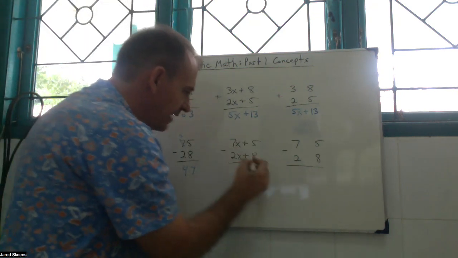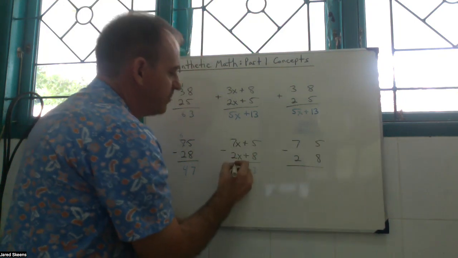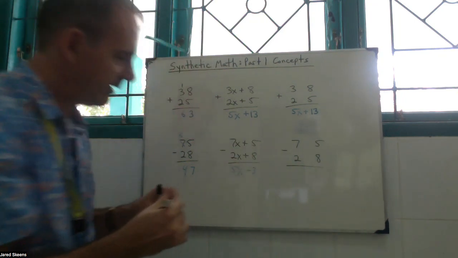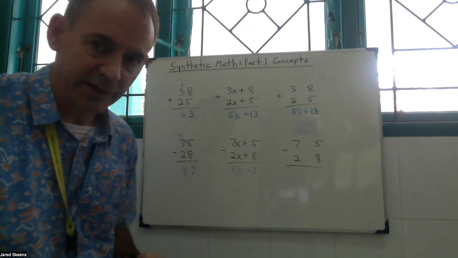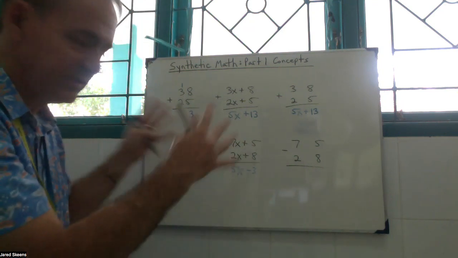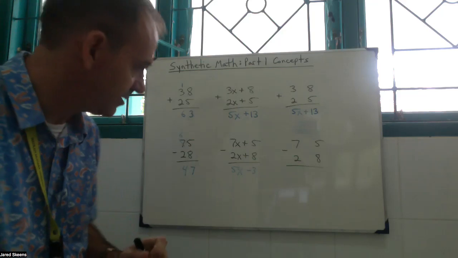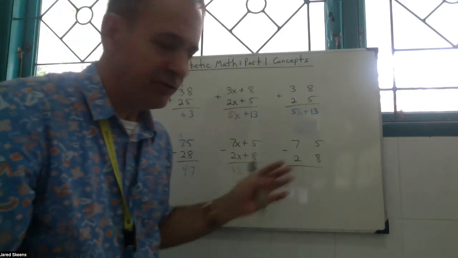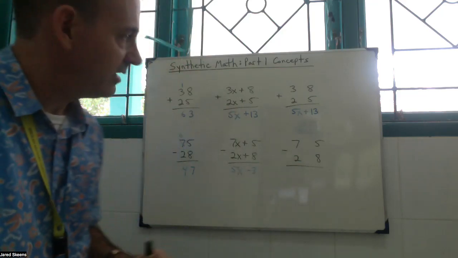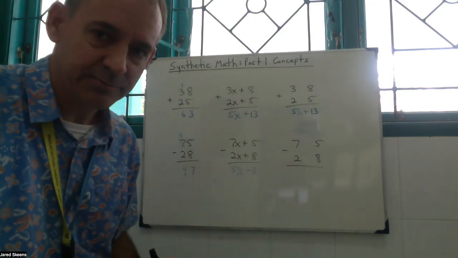So 5 minus 8 is negative 3. 7 minus 2 is 5x. Again, we have to write all those variables and exponents out. Again, imagine larger polynomials. So if we use synthetic math, here's synthetic addition, here's synthetic subtraction.